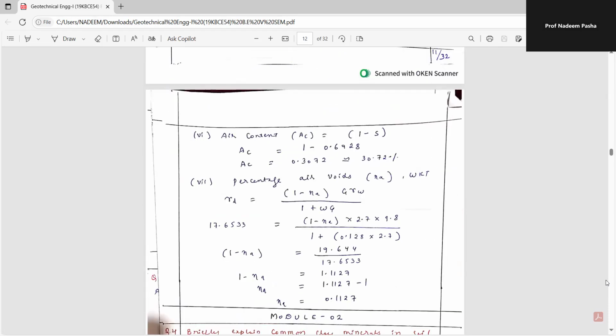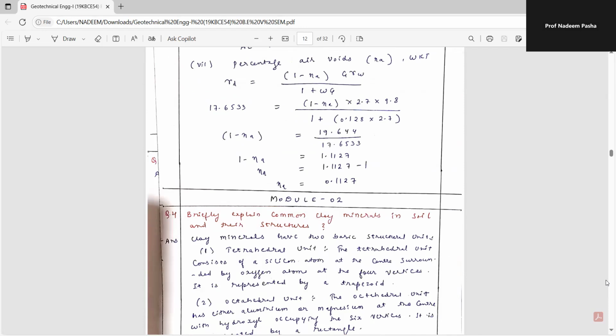Percentage air voids eta a. Gamma d is equal to (1 minus eta) G gamma w divided by (1 plus wG). So gamma d is 17.6533 equal to (1 minus eta) into G is 2.7 into 9.8, divided by 1 plus w, that is 0.128 into 2.7. So if you do the calculation, it comes out to 17.6533. So your 1 minus eta is equal to 1.1127. 1 minus eta equal to 1.1127, or your eta comes out to be 0.1127. So this is nothing but the answer for eta.